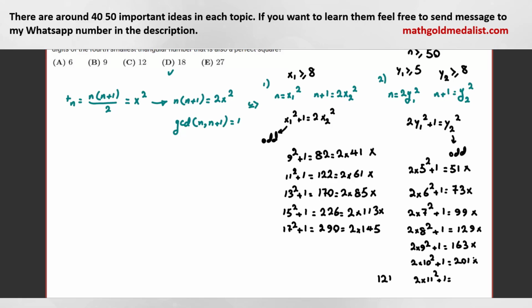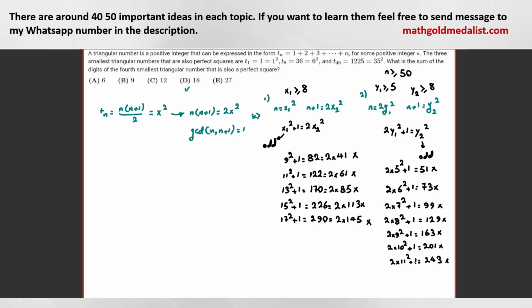11 squared is 121. It's 243. Not a perfect square, right? Yeah. Okay, so this one is not a perfect square. This one is not. Let's check the next one. 2 times 12 squared plus 1 is what? 289. Is it a perfect square or not? Yeah. Okay, it's a perfect square.